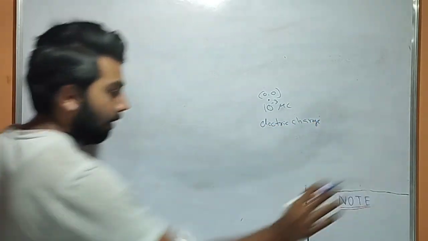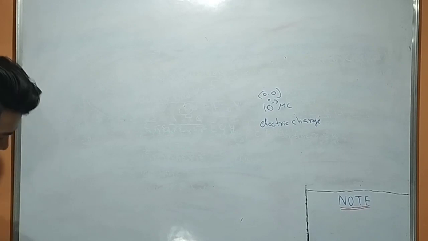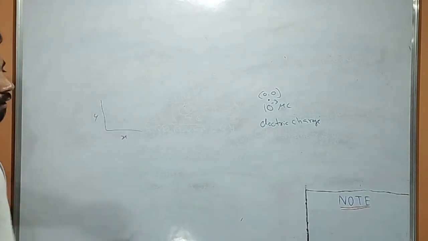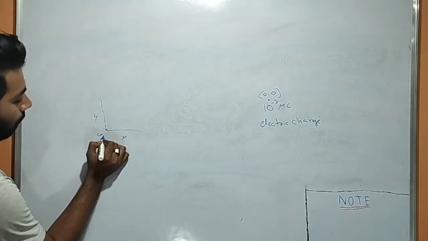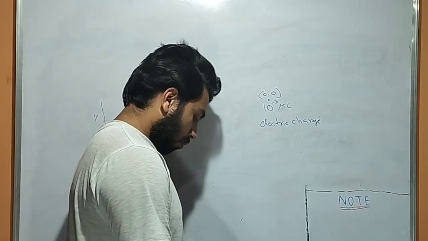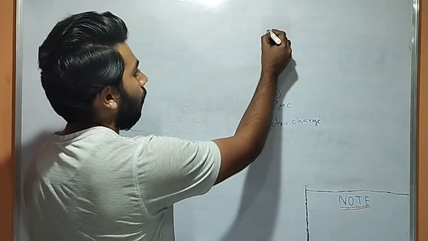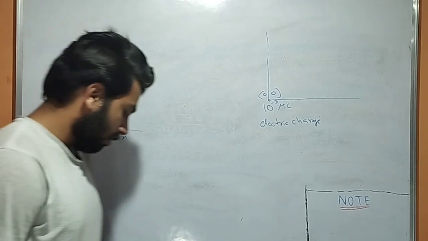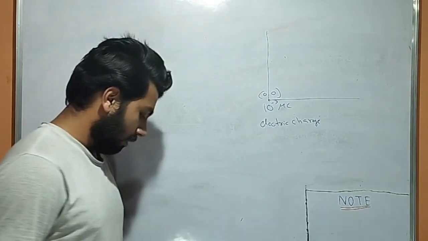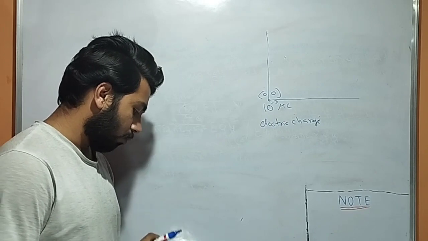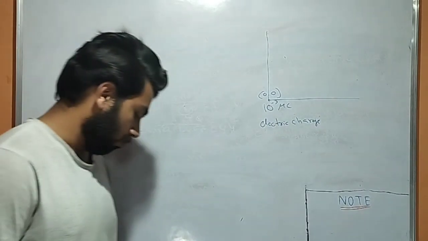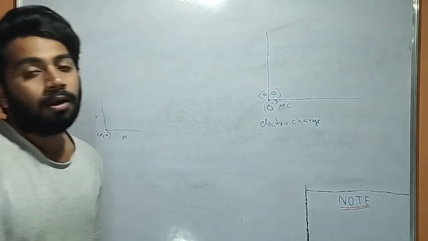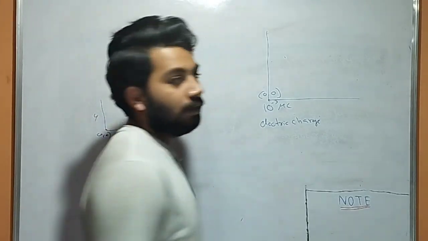We have placed an electric charge at this point. This is the x-axis, this is the y-axis. We have placed an electric charge at this (0, 0). Now the x, y coordinates are written very easily. A and B are situated at (root 2, root 2) and (2, 0). Just simple. Now take the values of A and B. So first of all, we will take the value of A.